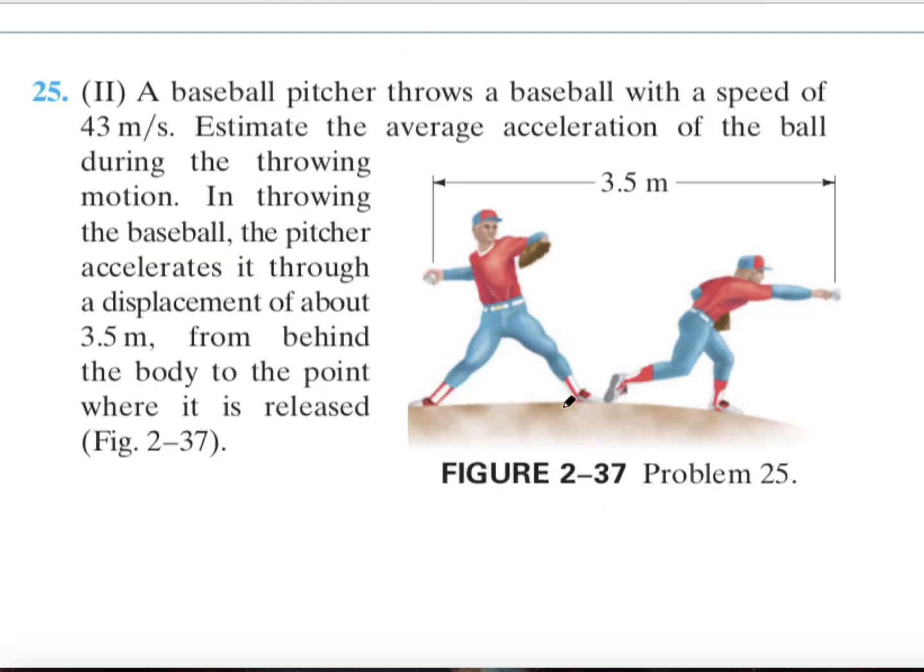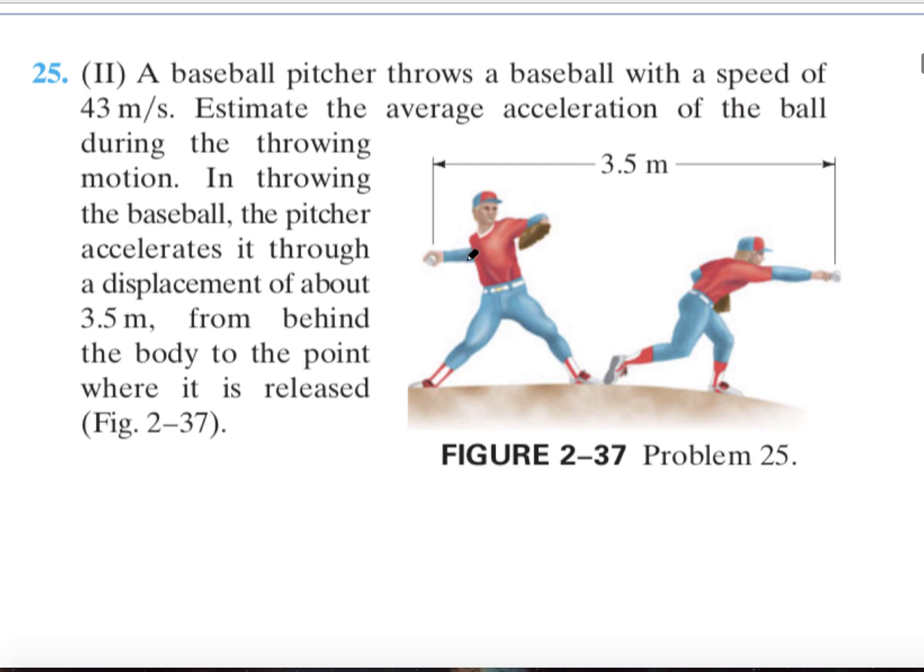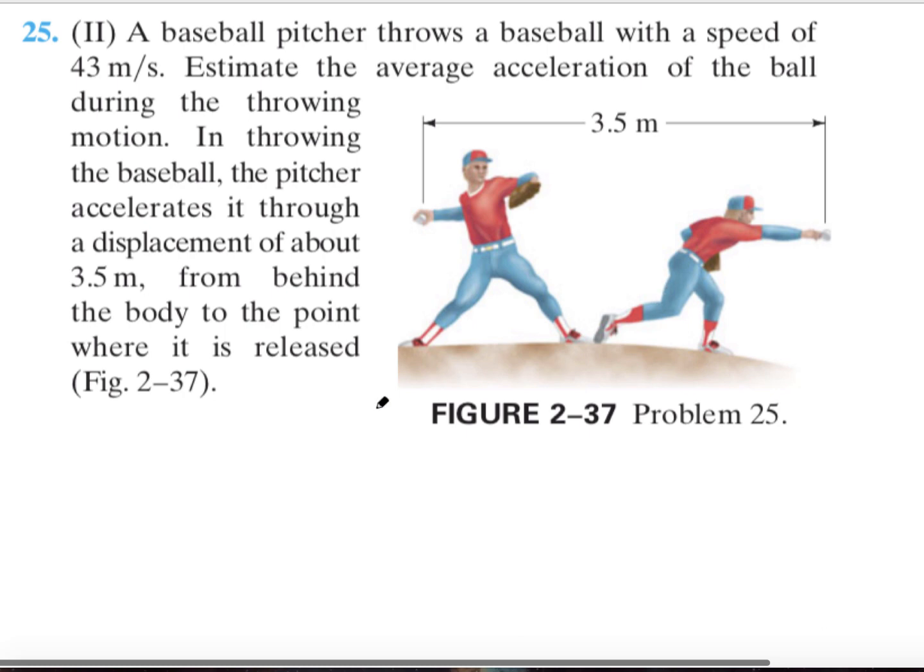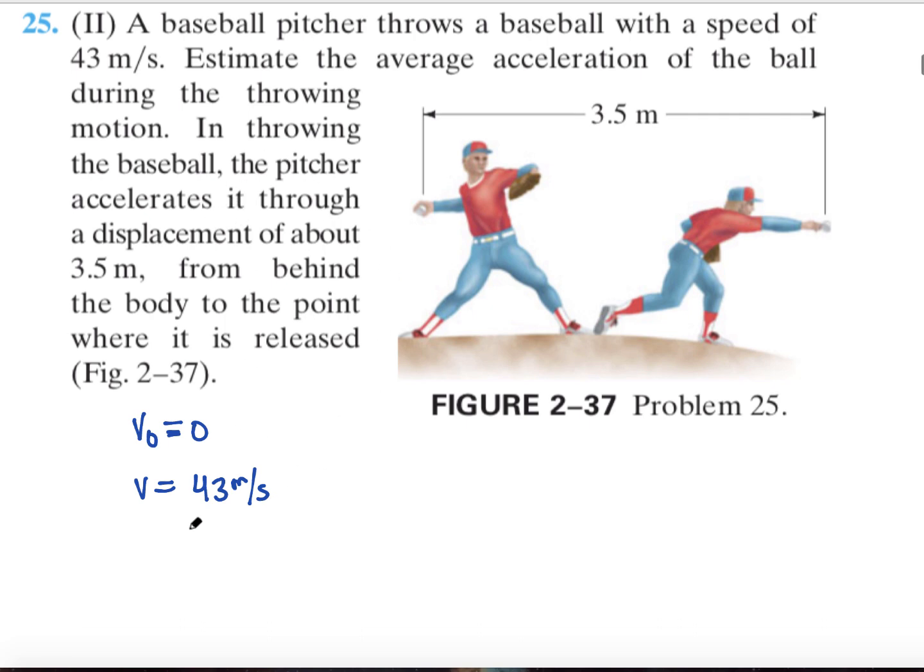For the next question, question 25, we have a pitcher throwing a baseball with a speed of 43 meters per second. That's his throwing speed, and we see that shown in our little diagram here, where he starts with the ball here, and then he throws it, and when it leaves his hand, it's at 43 meters per second. So my initial velocity is going to be 0, because I'm just holding the ball to begin with. My final velocity will be 43, because that's what it's leaving his hand at. Now, in throwing it, it says the pitcher accelerates it through a displacement of about 3.5 meters. So my displacement is 3.5 meters. Very simple to get that.